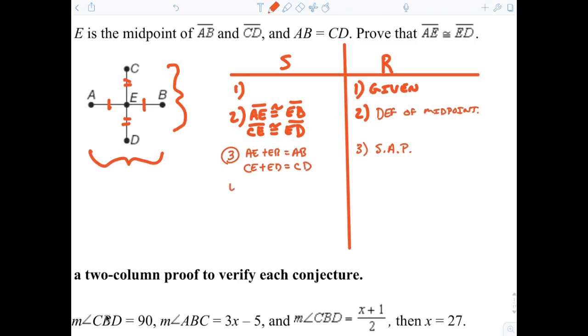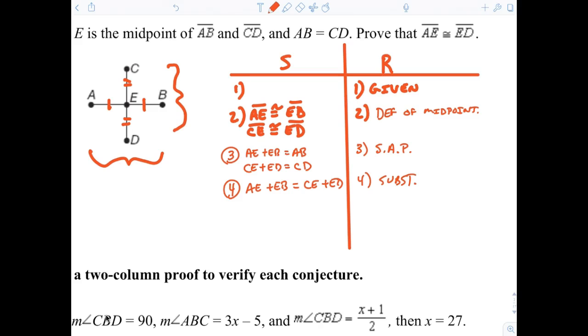Very good. AE plus EB is equal to CE plus ED, and that's good. Substitution. Right? Is everybody okay with that? Because why? What's true about A, B, and C, D? They're equal, correct? Everybody with me? Because they're equal, their equals are equal.